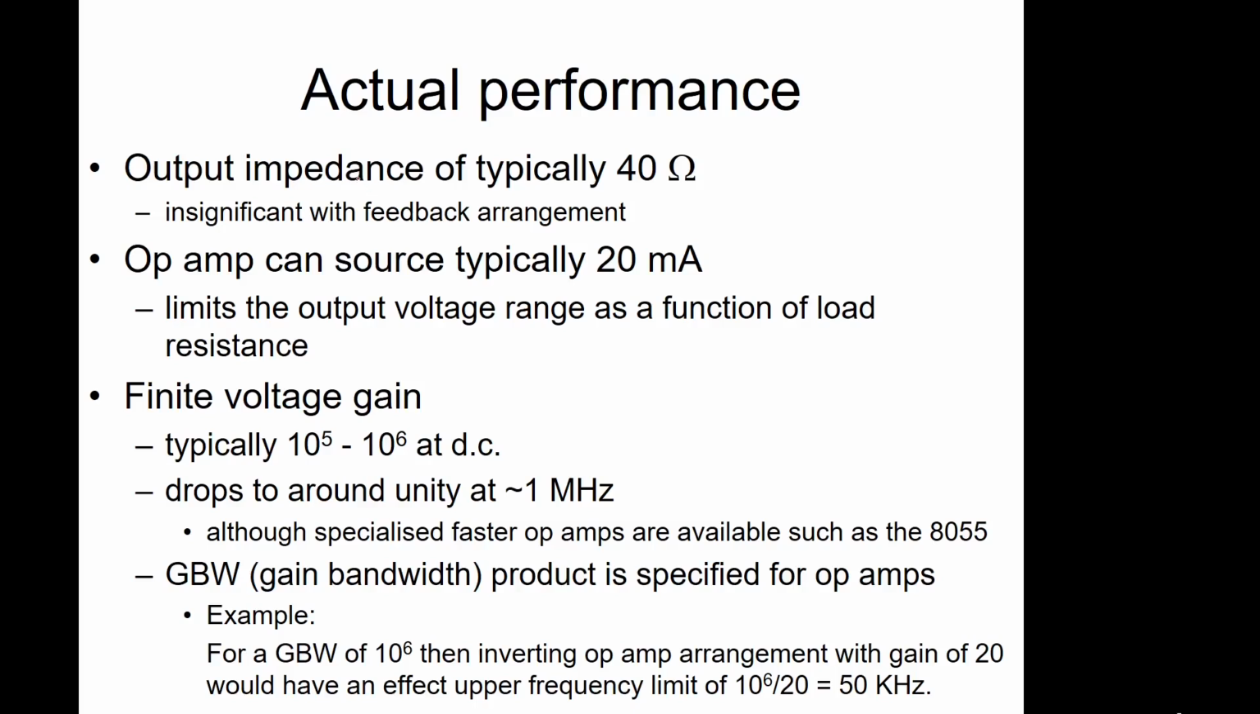The output impedance is typically 40 ohms. So again, it's quite a low output impedance, so that doesn't really affect our circuits. The op amp can source current of typically 20 milliamps. So this is fairly important because this then potentially limits what the output voltage can be.